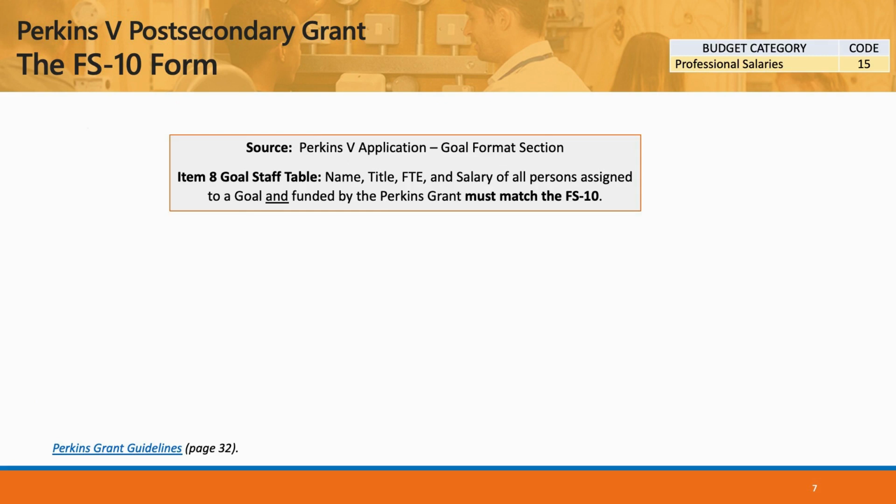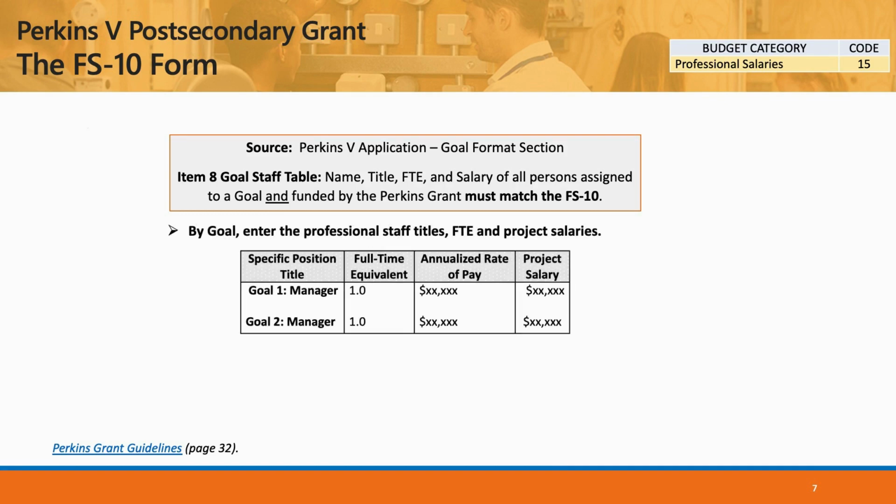On this slide, we will review the Professional Salaries tab and give examples. The source for the information that you must enter here is the Goal Format section of the Perkins application. Specifically, look at Item 8, the Goal Staff table, and identify the people in professional positions. You will then input the name, title, full-time equivalent out of 1.0, and the salary of all professional positions assigned to a goal. You should enter the information by goal number.